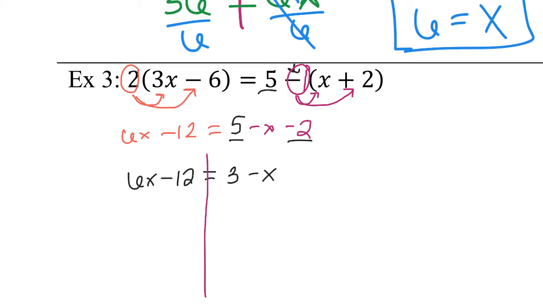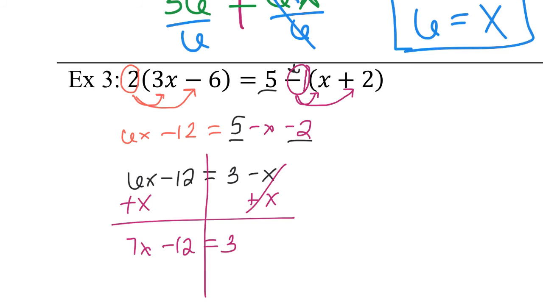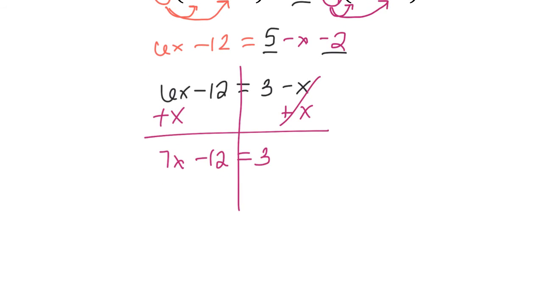I'm going to move the smaller variable first. I always move variables first because your ultimate goal is to get x by itself. Negative x is the smallest, so I'm going to add x to move it. This makes 7x minus 12 equals 3. Now I need to get rid of the minus 12 first. 7x equals 15.